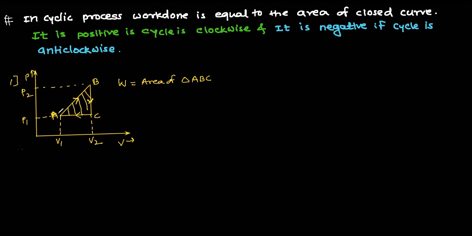Write this properly because it is mixed with this dotted line. You can write a little higher also. So what are you getting here? Half into base into height, right? AC into BC. So what will come? Half into AC, which is P2 minus P1. BC is P2 minus P1. So in this case you are getting W like this for the cyclic process.